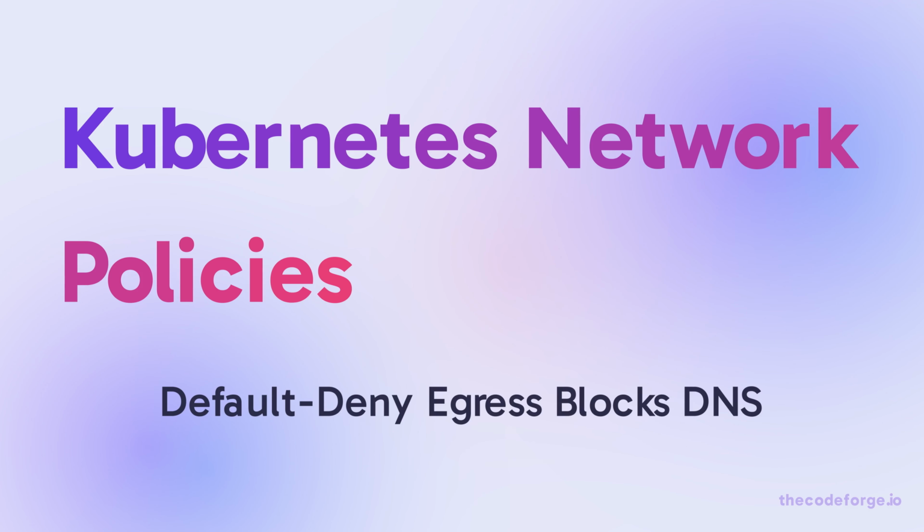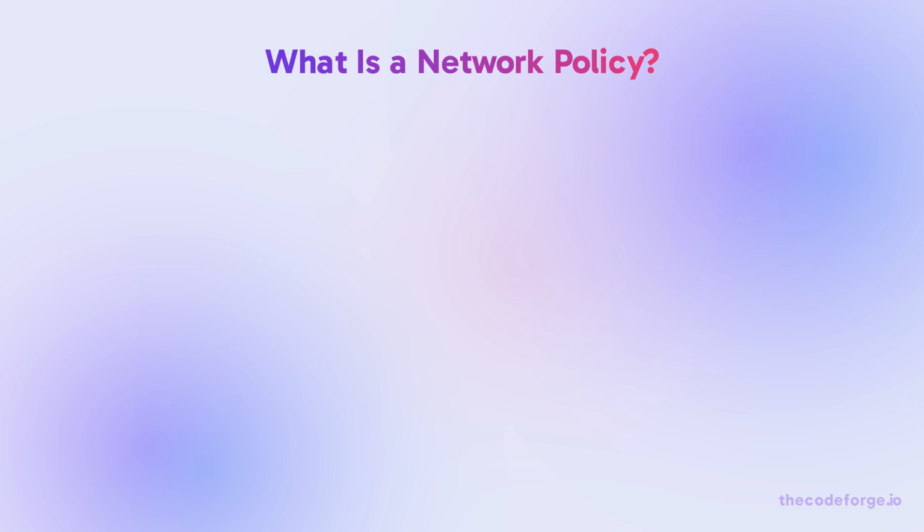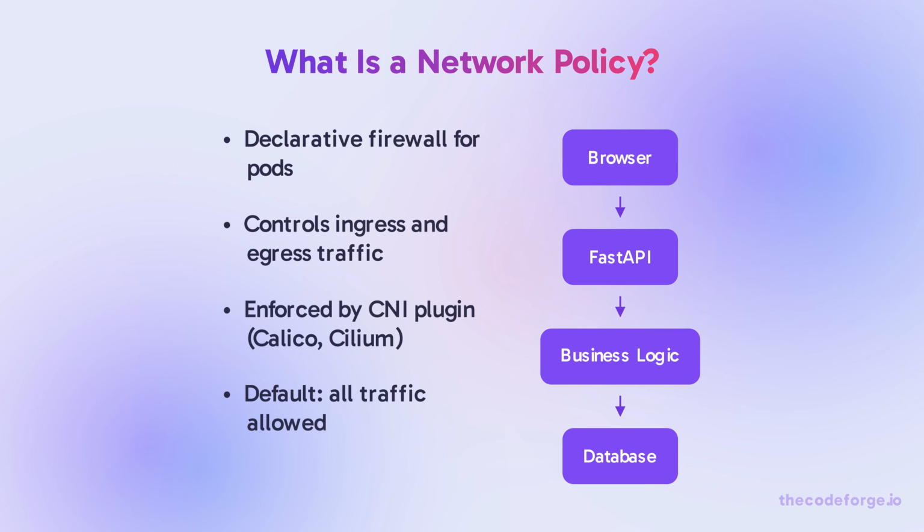Before we dig into that production issue, let's cover Kubernetes network policies. Imagine your apartment building has no locks on any doors. Every tenant can walk into every other apartment freely. Kubernetes without network policies is exactly that. Every pod can talk to every other pod by default. Network policies are the deadbolts you install.